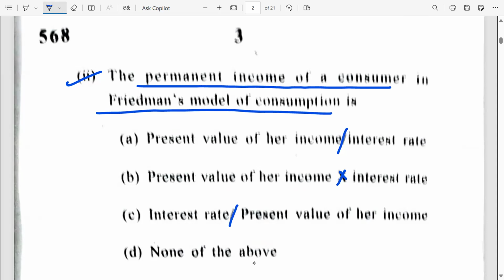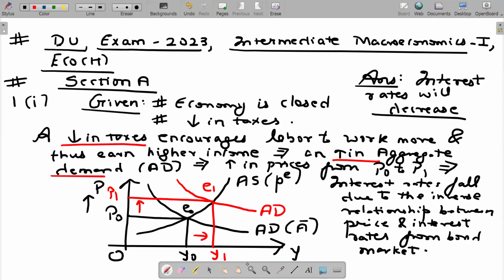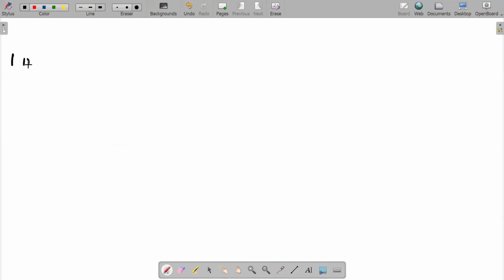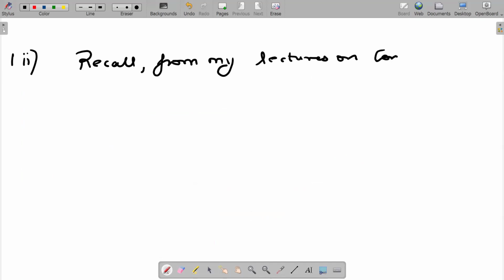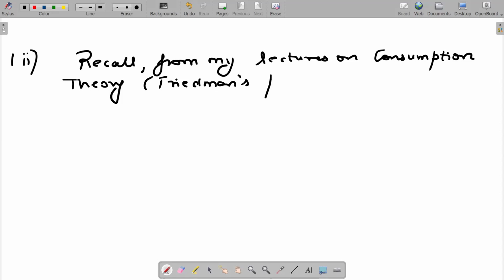Now, students can recall this from my lectures on consumption theory. So I can come to the whiteboard and I can erase this particular part off and I can look at question 1, part 2. Recall from my lectures on consumption theory. And within consumption theory, students can refer to Friedman's permanent income hypothesis from the Branson book, which I have covered in detail in my lectures. Friedman's permanent income hypothesis.